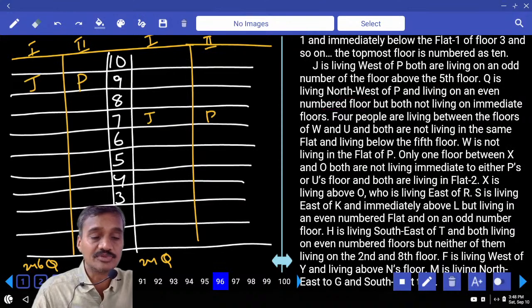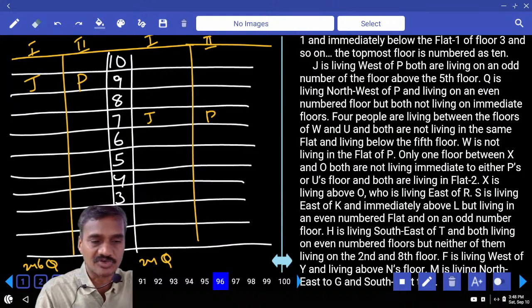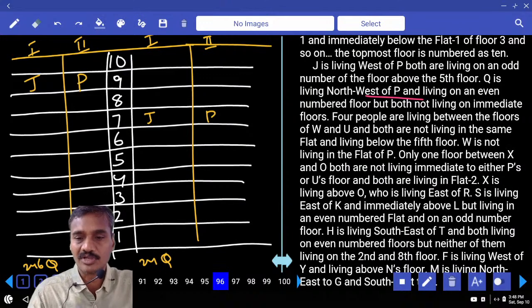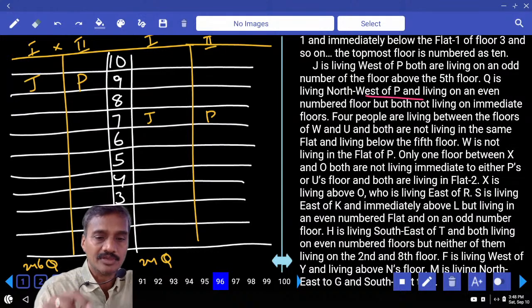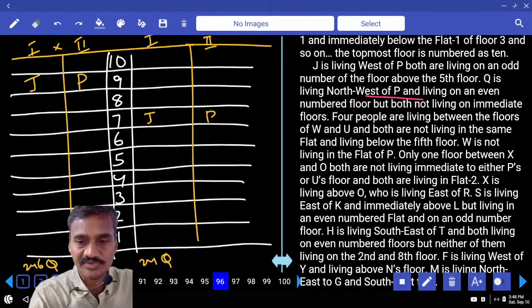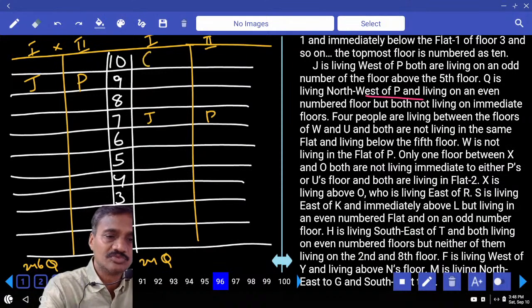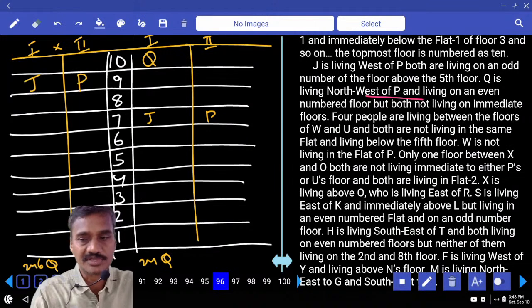Q is living to the northwest of P and living on an even number floor, but not living on the immediate floor. Now here we have the Q chance. Now in this case, Q is on northwest on an even number floor. Even number floor, hence Q must be on the 10th. Take the possibility, and Q is on the 10th floor.